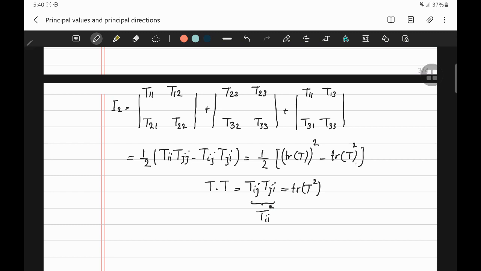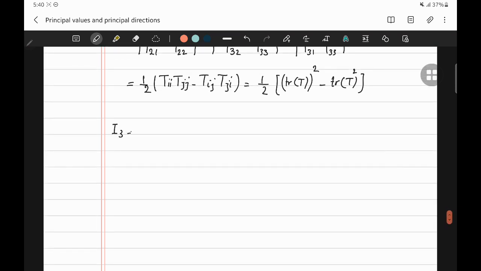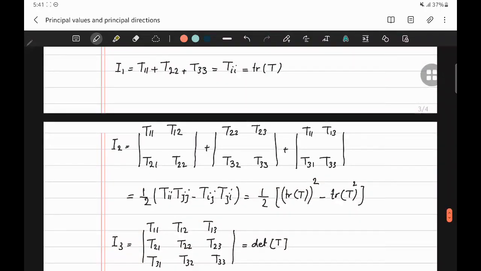Trace T squared. And the last scalar invariant is I3, which is basically the determinant of the whole tensor, T11, T12, T13, T21, T22, T23, T31, T32, and T33, which is basically the determinant of the tensor, let's say, T. So these are called the principal scalar invariants of the tensor T: I1, I2, and I3.